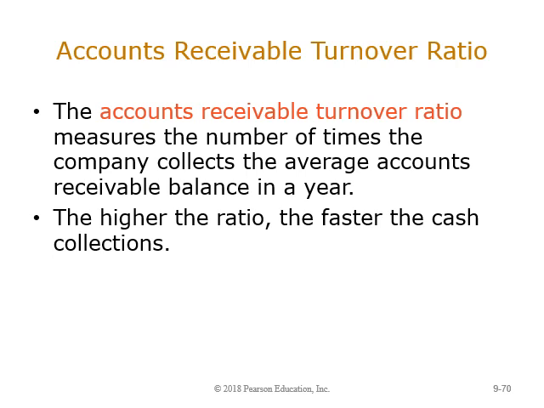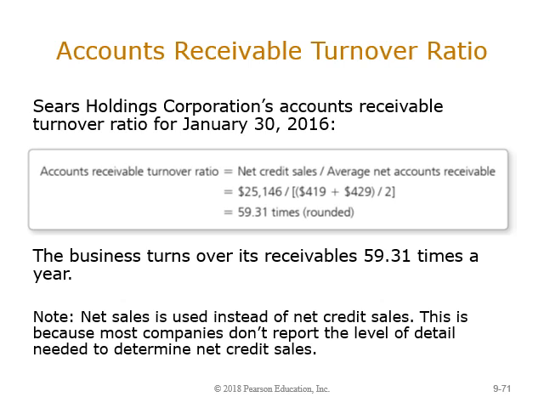Then we're going to look at the accounts receivable turnover ratio, and this measures the number of times the company collects the average accounts receivable balance in a year. So it's how quickly we are collecting those receivables that we have and converting them to cash. We're going to do this for Sears again as well. We take our net credit sales divided by our average net accounts receivable. So we get 59.31 times per year. That means we're turning over our receivables 59 times a year. So we're collecting on those at least 59 times a year.